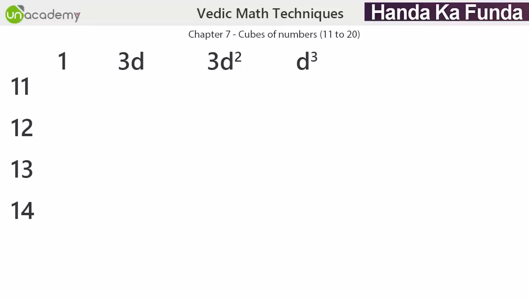Hi, and welcome to another video on Vedic Maths Techniques, essentially various tips and shortcuts to make calculations faster. This is chapter 7 in the series, and today we will talk about how to find out cubes of numbers, specifically from 11 to 20, in a faster, smarter fashion.